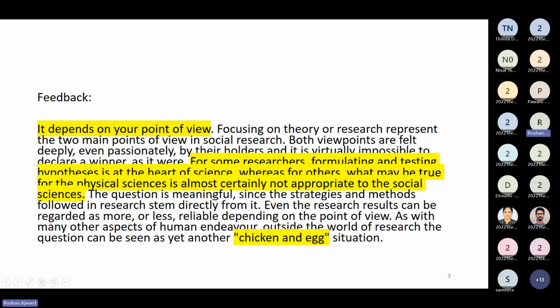Both are coexisting. For some researchers, formulation and testing of hypotheses is the heart of science. Some people think, yes, testing hypotheses is the heart of science. Whereas for others, what may be true for the physical sciences is almost certainly not appropriate for the social sciences. In social sciences, things might not be true. You might see the same thing in different ways. Now, if I ask you whether Facebook is good, what do you think? Is Facebook good?